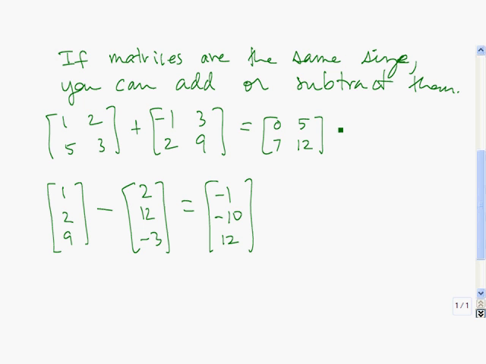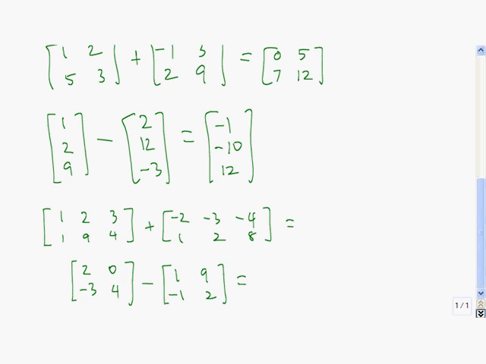Okay, let me give you a couple to try. Press pause while you work on these two examples. So you should have gotten this here for the first case. And you should have gotten the matrix 1, -9, -2, 2 for the second answer.